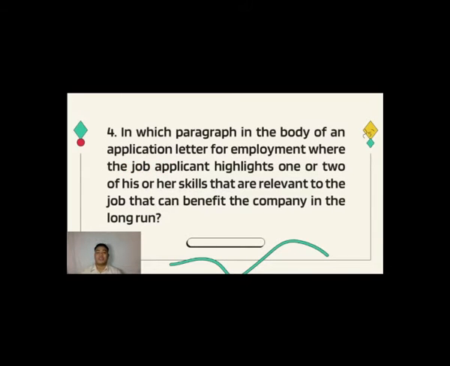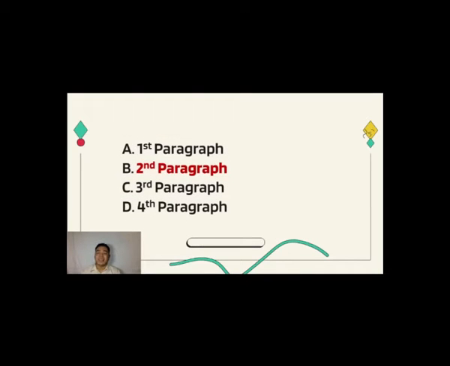Fourth question. In which paragraph in the body of an application letter for employment does the job applicant highlight one or two of his or her skills that are relevant to the job and can benefit the company in the long run? B, second paragraph.